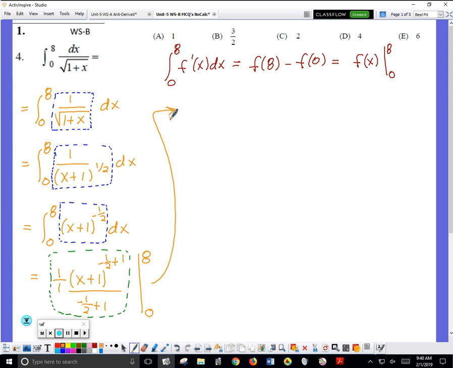One over 1, that's easy. Okay, negative 1/2 plus 1 is 1/2. But dividing by a half is the same as multiplying by 2. So I'm going to write equals 2. What does this exponent say? 1/2. An exponent of 1/2 means square root. So I switch back. So let's see, square root of x plus 1, and that needs to be evaluated from 0 to 8.